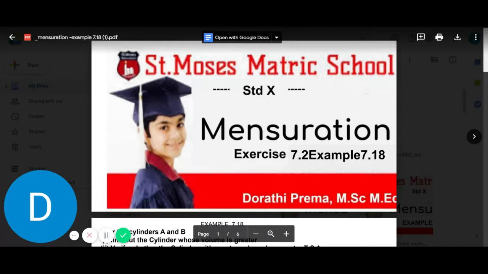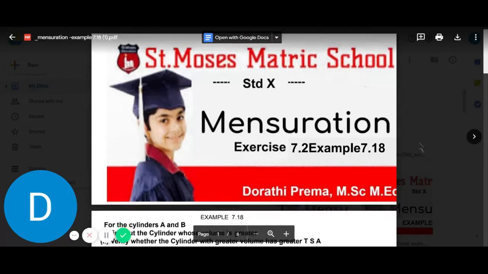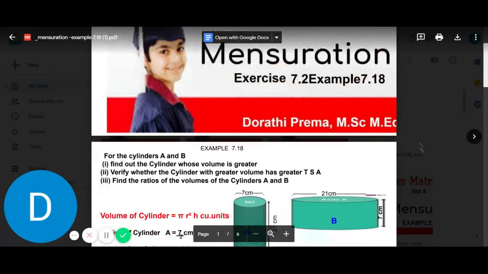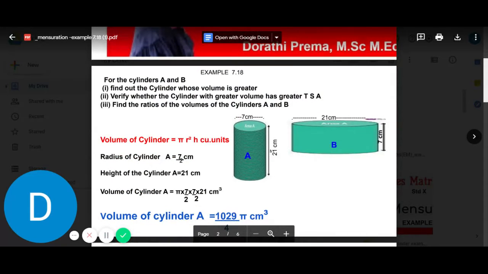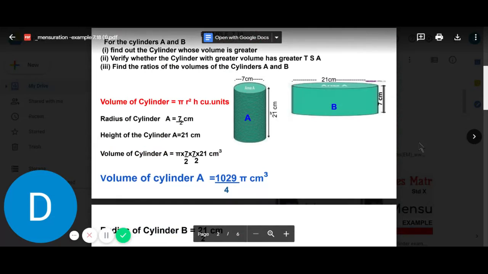Children, let us do an interesting sum under the chapter mensuration. Let us do exercise 7.2, example 7.18. Let us read the question. For the cylinders A and B, find out the cylinder whose volume is greater. Verify whether the cylinder with the greater volume has greater total surface area. Find the ratios of the volumes of the cylinders A and B.